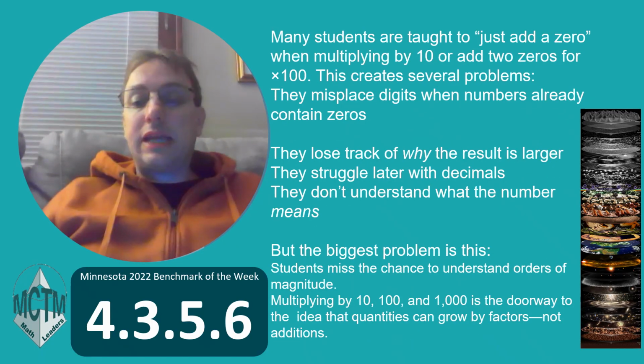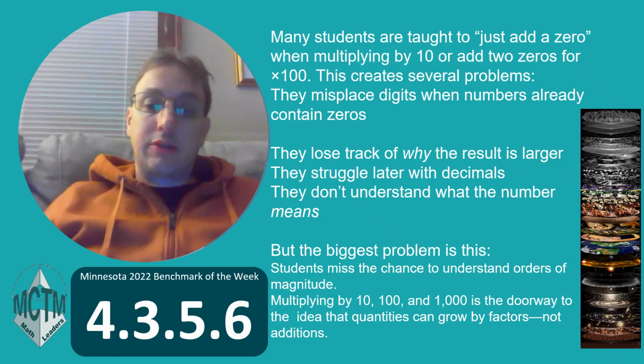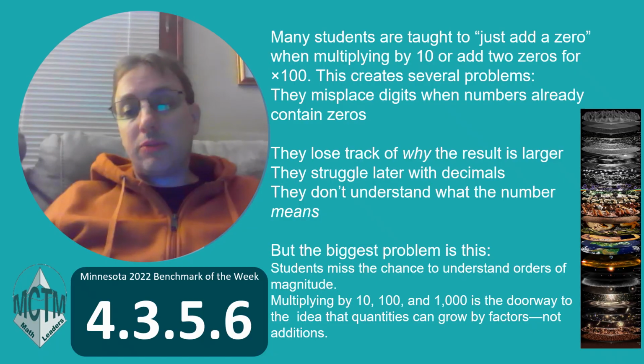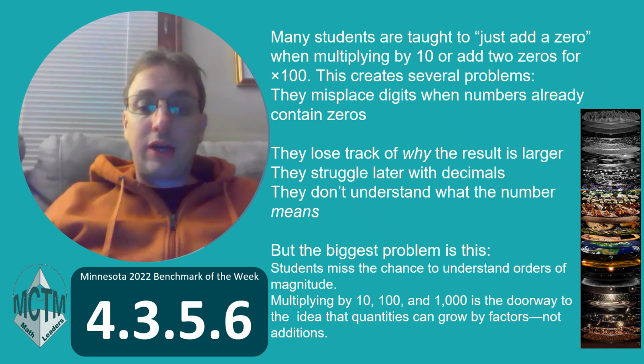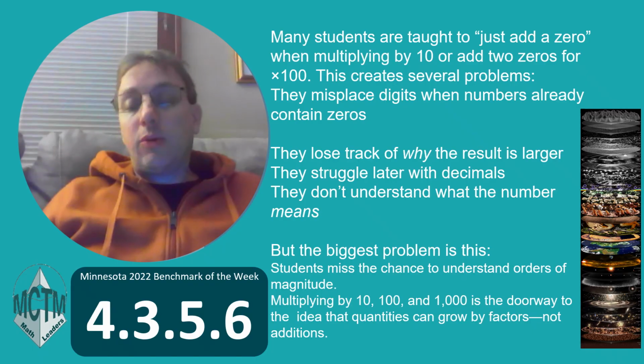Many students are taught just to add a 0 when multiplying by 10 or add two zeros when multiplying by 100. This creates several problems. They misplace digits when numbers already have zeros, they lose track of why the result is larger, they struggle later with decimals, and they don't understand what the number actually means. The biggest problem is this: they're missing a chance to understand orders of magnitude.